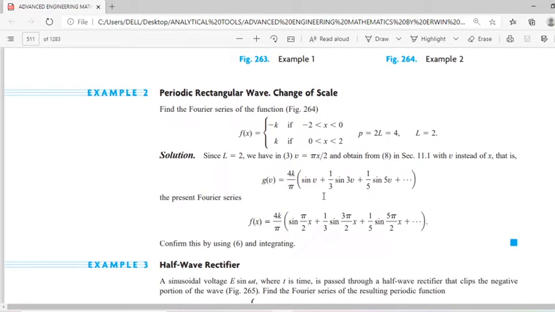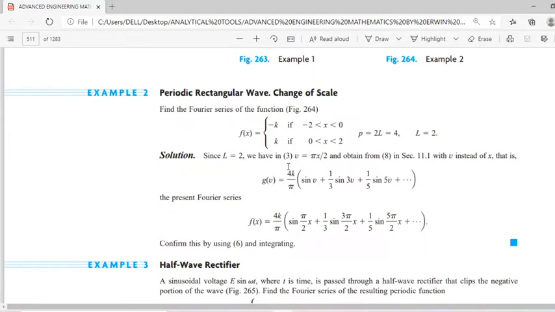So here is another problem. You can do this problem also. Only some steps are given. You can elaborate those example steps. Find the Fourier series of the function f of x equal to minus k if minus 2 less than x less than 0 and k if 0 less than x less than 2. So the entire length is minus 2 to 2, that is 4. So L will be equal to 2.